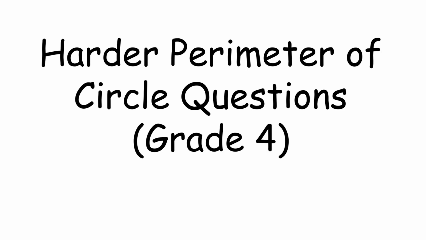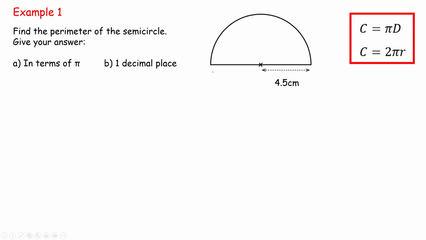So in this video, we're looking at some harder perimeter of circle questions, and let's get into it. Example 1 says find the perimeter. Just make sure, perimeter just means the distance around the outside of your shape. So you've got to add together this length and this length. Find the perimeter of the semicircle. Part A, give your answer in terms of pi, and give your answer to 1 decimal place.